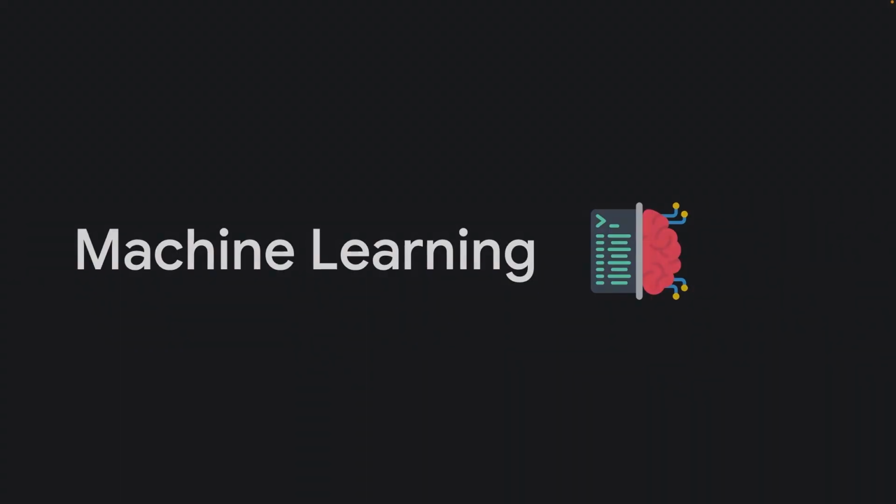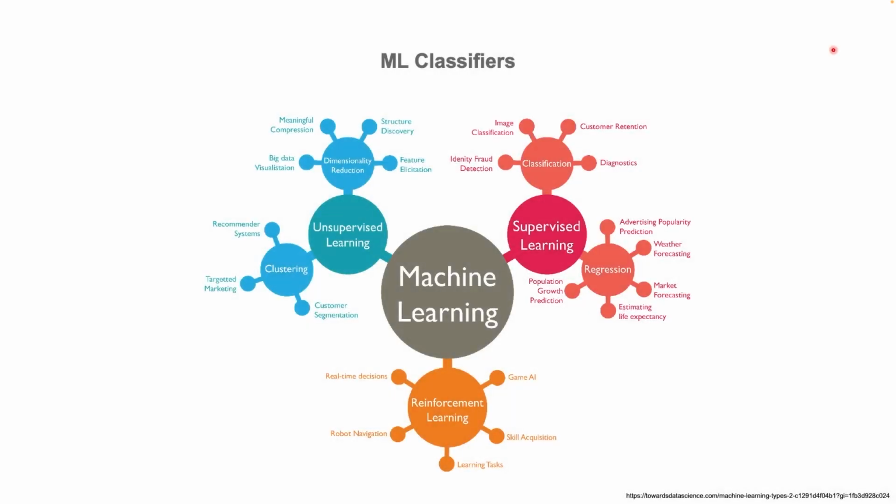And let's talk about the machine learning part. In machine learning, we have different kinds of categories such as unsupervised classification, supervised classification, reinforcement learning, and so on.